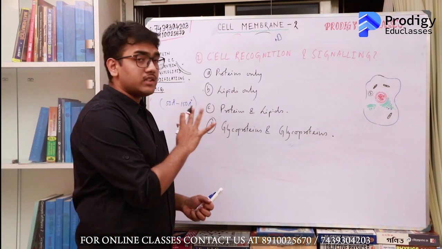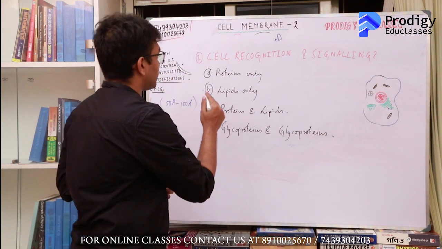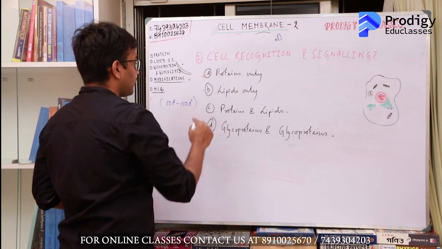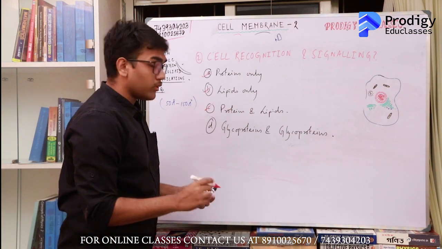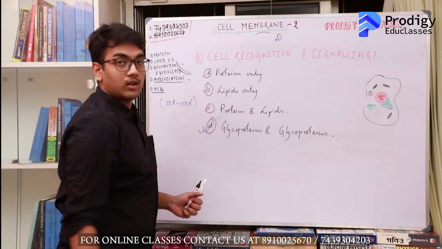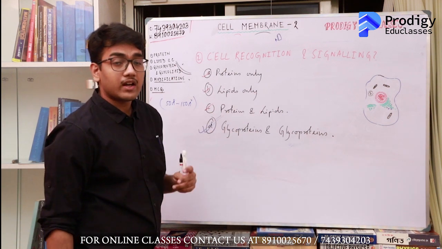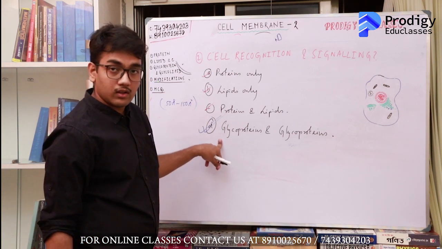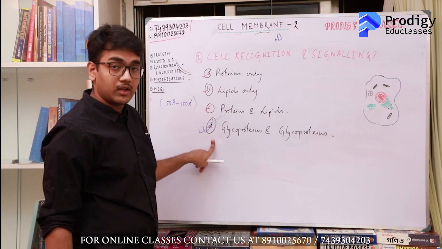Now this question will teach you to patiently read all the answers in a question. Because if you look at this question, cell recognition and signaling, proteins are definitely responsible for this, lipids are also responsible. Both proteins and lipids is also correct, but the most appropriate answer in this question is glycoproteins and glycolipids. Because when oligosaccharides are attached to the proteins and lipid molecules, they are the ones which take part in cell signaling. So you have to be careful to read all the answers and choose the most appropriate, because maybe all of them are right, but one of them will be most appropriate.